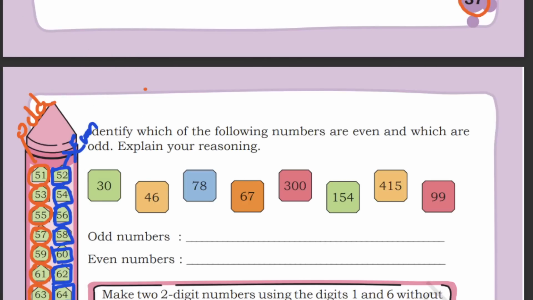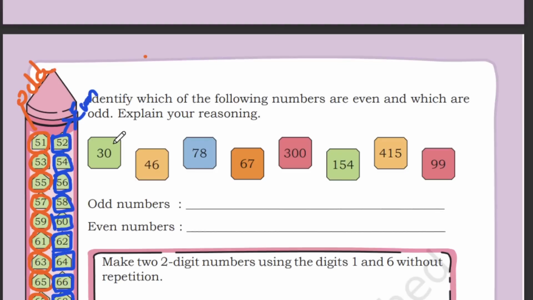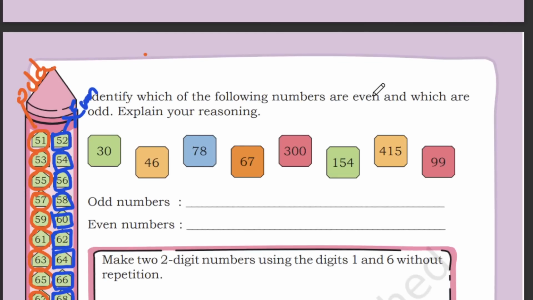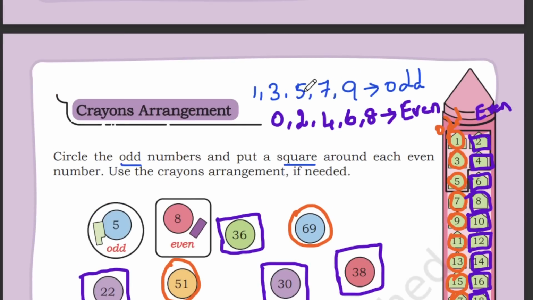Okay, now we will go to the question. Identify which of the following numbers are even and which are odd. Explain your reason. We already know the numbers ending with 1, 3, 5, 7, 9 are odd numbers, and 0, 2, 4, 6, 8 are even numbers. You always remember this, students. This is going to help you in your examination.